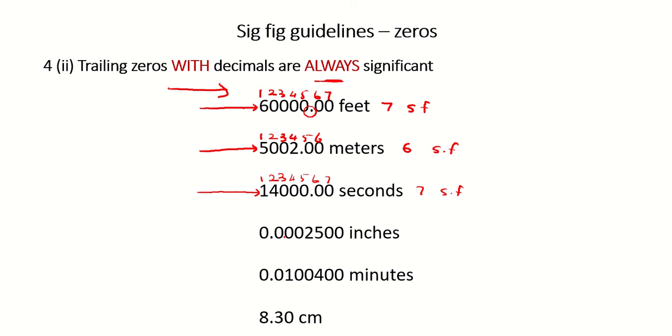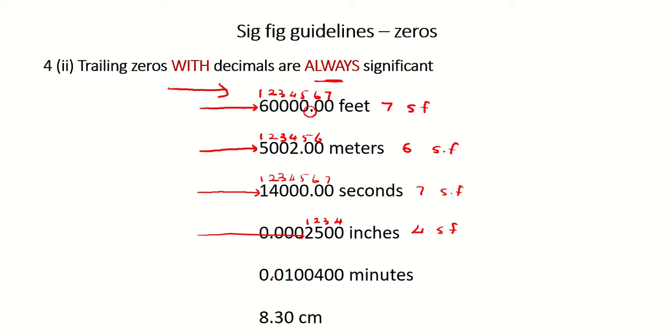Next number. Do you see a decimal point? Yes, you see it over here. Draw the arrow until you find the first non-zero digit. This is your first non-zero digit. Start counting and don't stop until you complete. 1, 2, 3, 4. 4 sig figs.